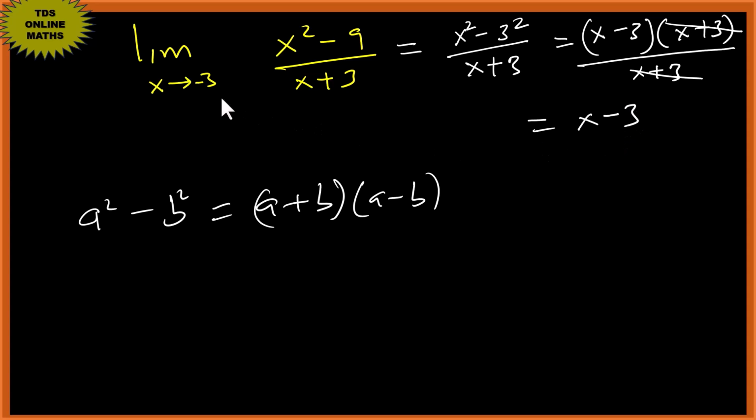So we can straight away plug in the limiting value here. So we have -3 minus 3, which is -6.